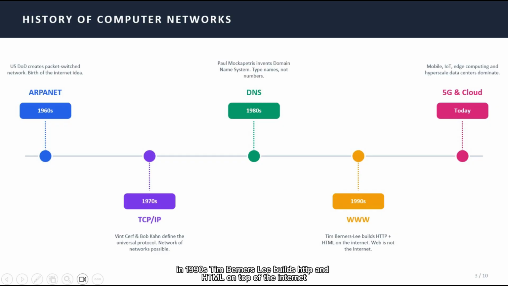In the 1990s, Tim Berners-Lee builds HTTP and HTML on top of the internet. This is crucial. The web is not the internet. The internet is the infrastructure. The web is one application running on it. And today, 5G, cloud computing, IoT, edge computing, billions of devices, all connected using the same foundation ideas from 1969. That's 60 years of the same core architecture. That's how solid these fundamentals are.